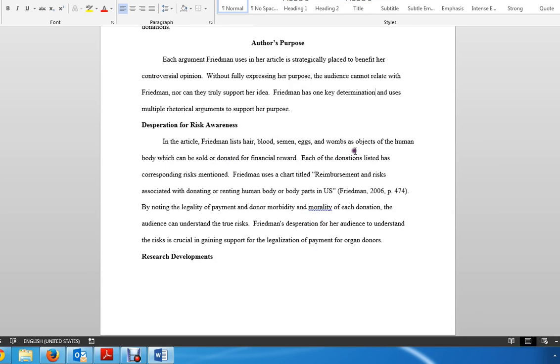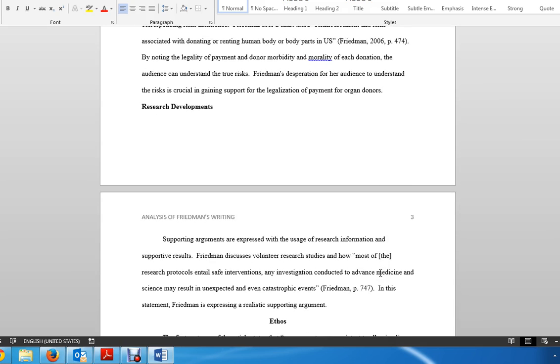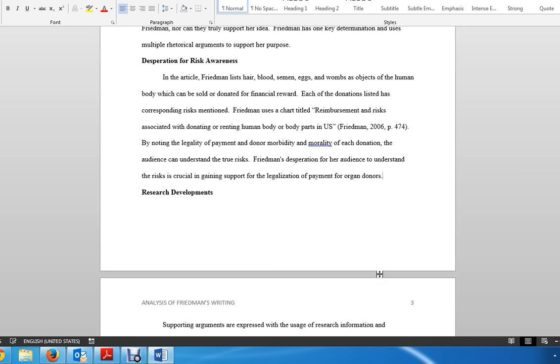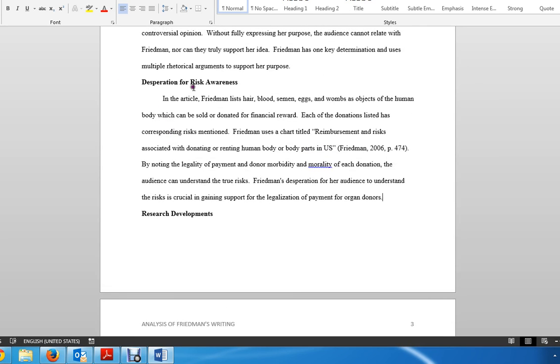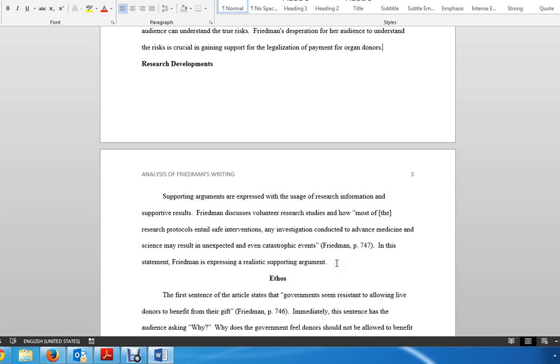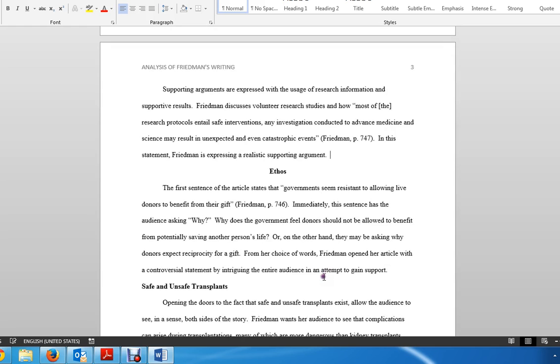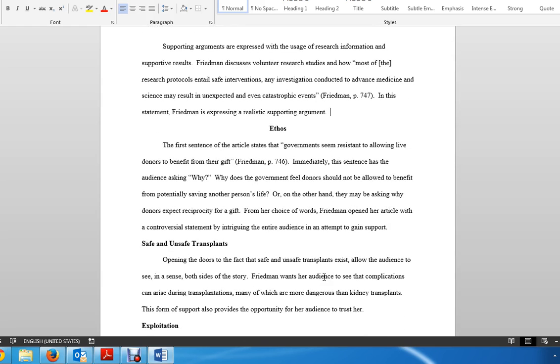Let me see. "Friedman's desperation for audience to understand the risks." I'm a little concerned about what you have in these sections and how you've titled them. How is desperation for risk awareness the purpose, and research development's purpose? I would almost just take all of that out because it's rather difficult to understand and it doesn't really fit with what we've been doing in class.